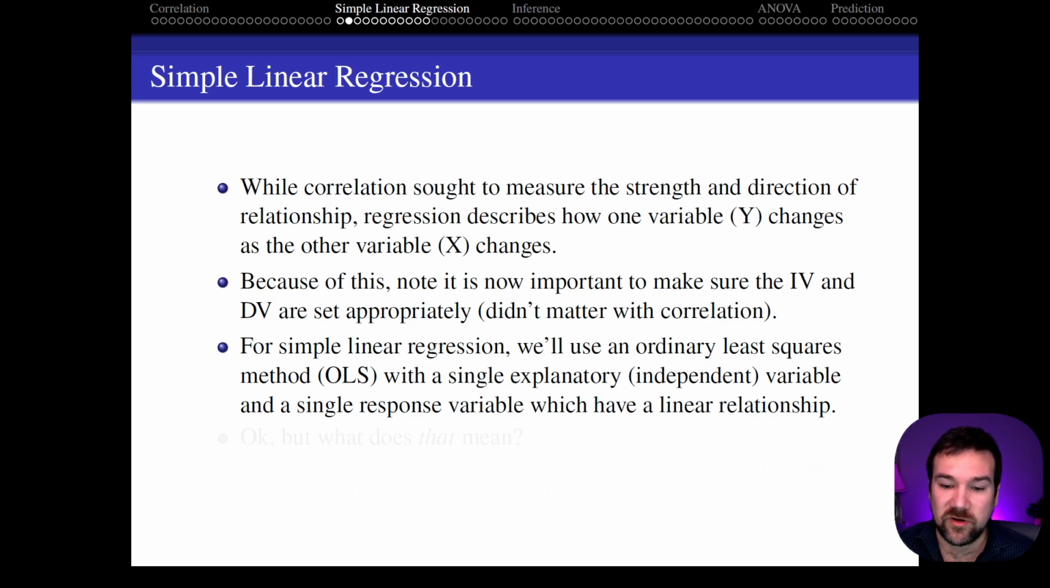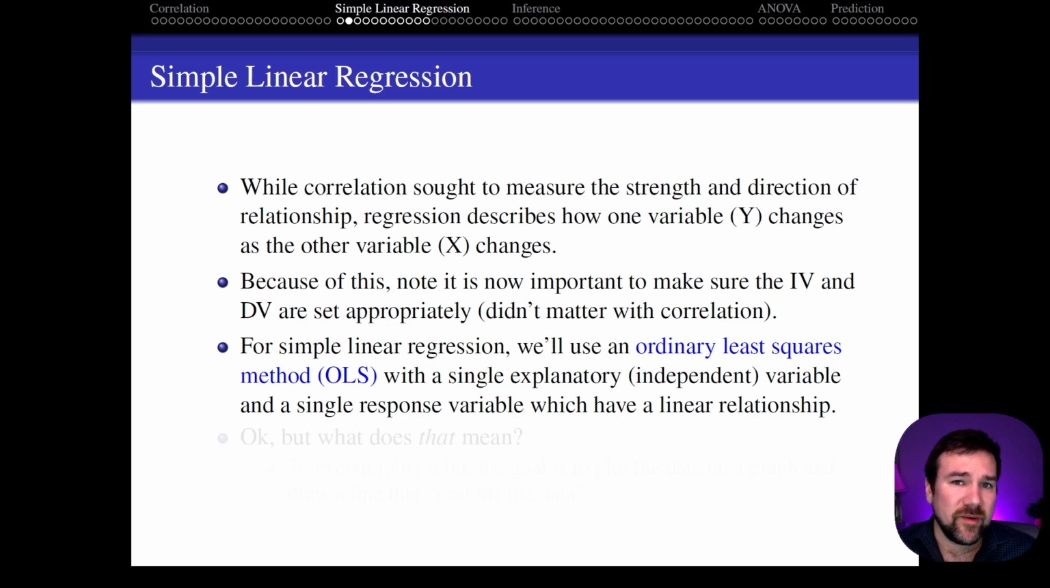So in a simple linear regression, we'll use ordinary least squares with a single explanatory independent variable and a single response variable, which have a linear relationship. Love that. So a couple key points to pull out. Linear relationship. As with the Pearson's correlation coefficient, when we're talking about a simple linear regression, we're looking at linear relationships only. First point. Second point, with simple linear regression, the simple part simply means we're looking at a single independent variable, 1x. Last but not least, this ordinary least squares thing pops up. You'll see it denoted OLS.